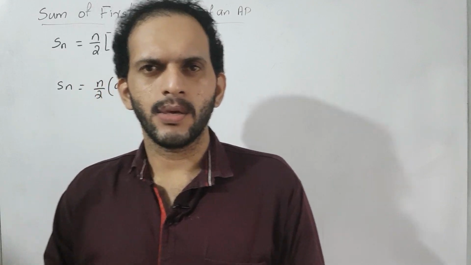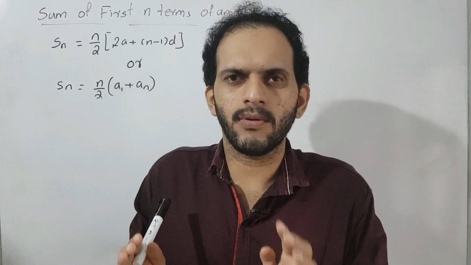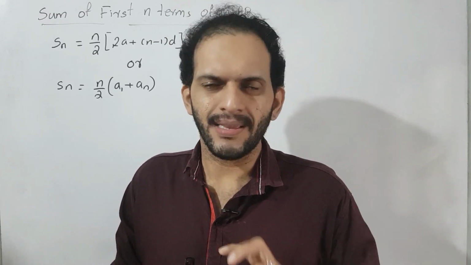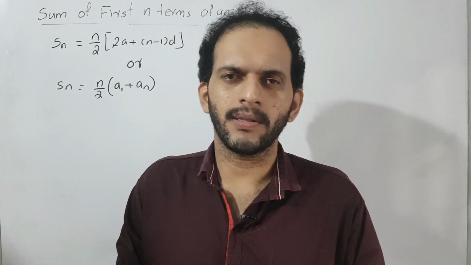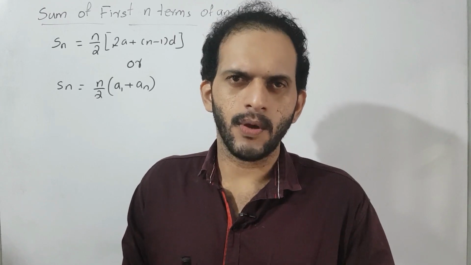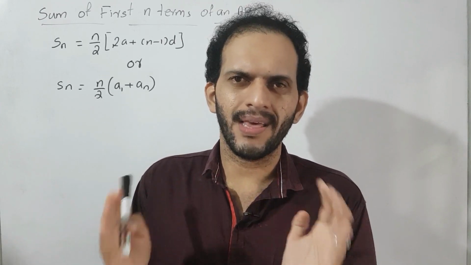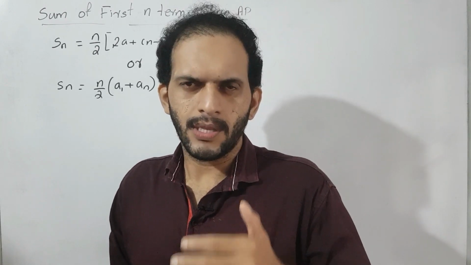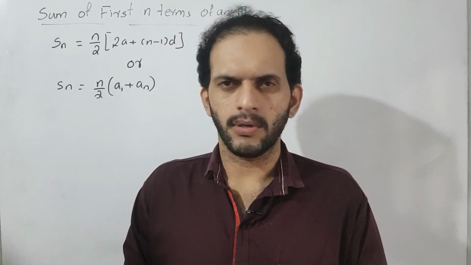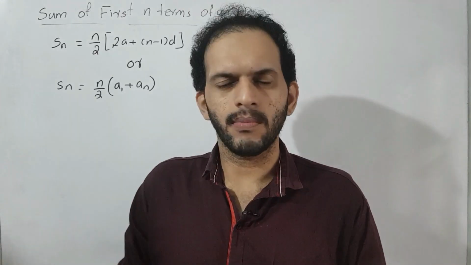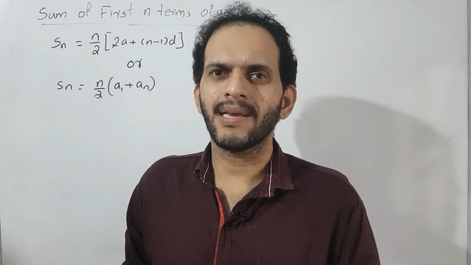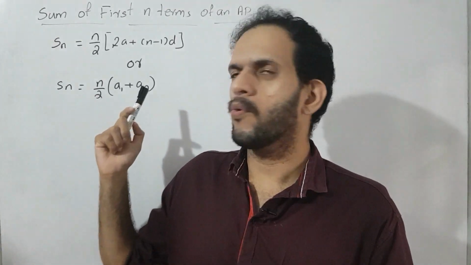I think you got the two equations. What is the difference between these two equations? The first one is the general one; generally we use the first one to find the sum of terms of an AP. The second one we use in the case where we know the first term and last term. The second equation is also possible to use generally, but in all cases you must find the value of an.